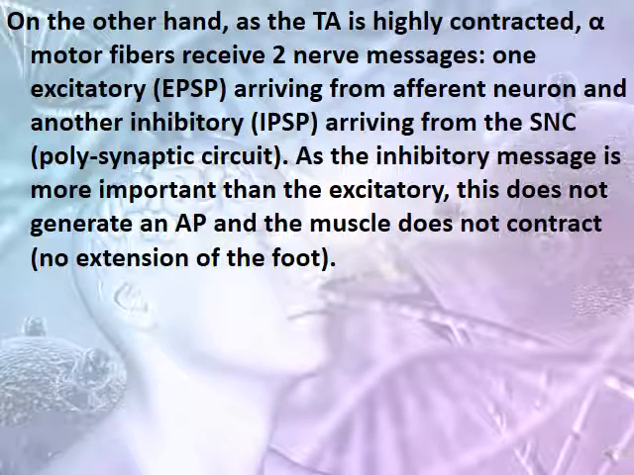On the other hand, as the tibialis anterior is highly contracted, alpha motor fibers receive two nerve messages. One of them is excitatory, EPSP, arriving from the afferent neuron. Another one is inhibitory, arriving from the SNC polysynaptic neuron. So always, as you see, the SNC has an inhibitory message. As the inhibitory message is more important than the excitatory, this does not generate an action potential and the muscle does not contract, and here we have no extension of the foot.